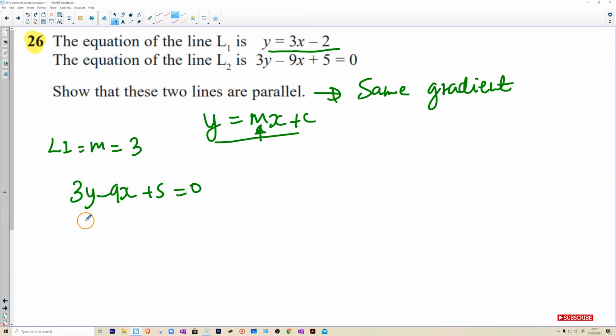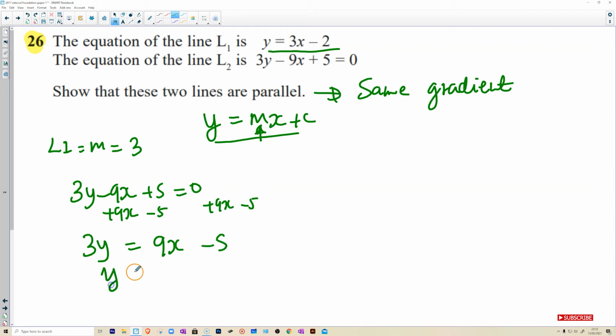First thing we want to do is remove everything and have y on one side. So we can add 9x and then take away 5 from both sides. So plus 9x, take away 5 to get rid of minus 9x plus 5. So now what we have is 3y equals 9x minus 5. Therefore y is equal to 9x over 3 minus 5 over 3. So y is equal to 3x minus 5 over 3.